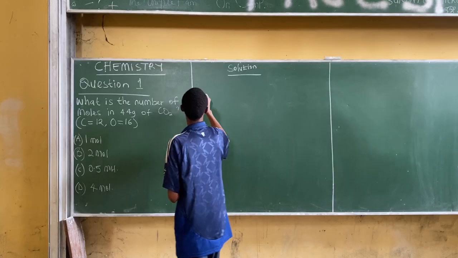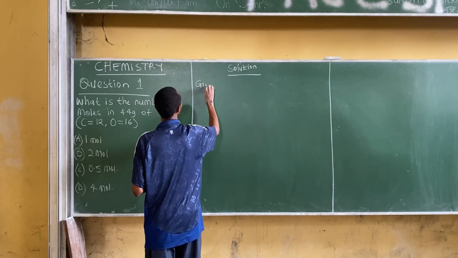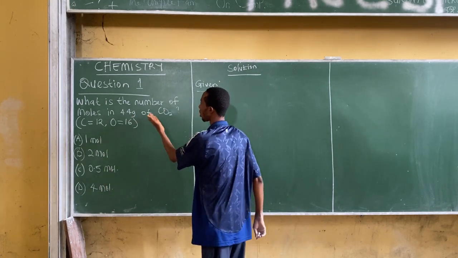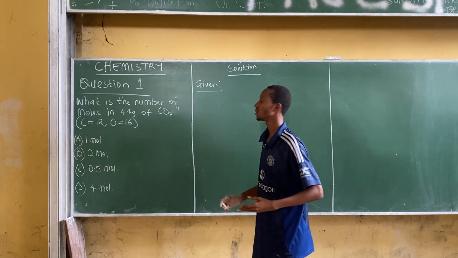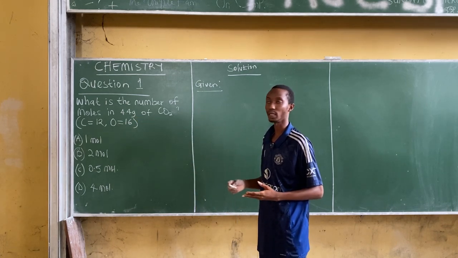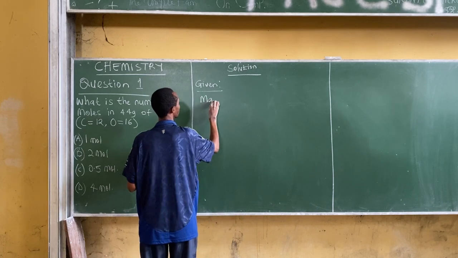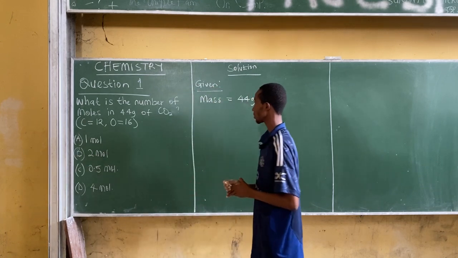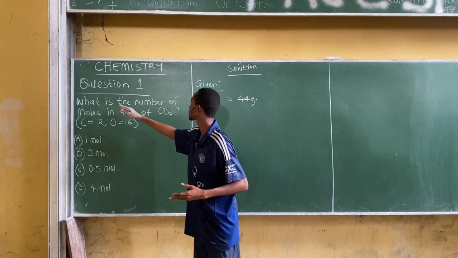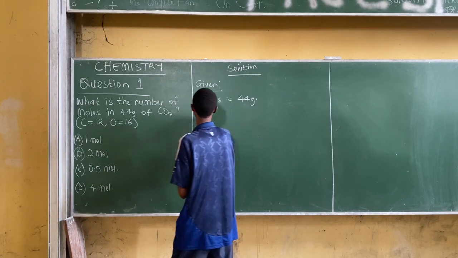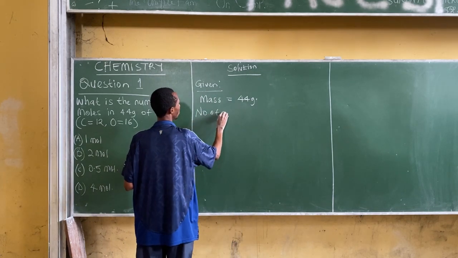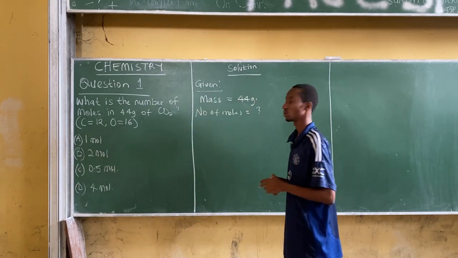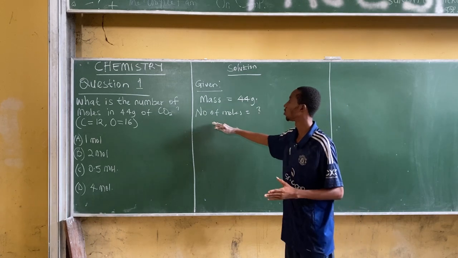Solution. Given. From the question, what were we given? They said, what is the number of moles in 44 grams? They gave us the mass of carbon dioxide as 44 grams. The next thing we are asked is, what is the number of moles? So the number of moles is unknown. They said we should find the number of moles.